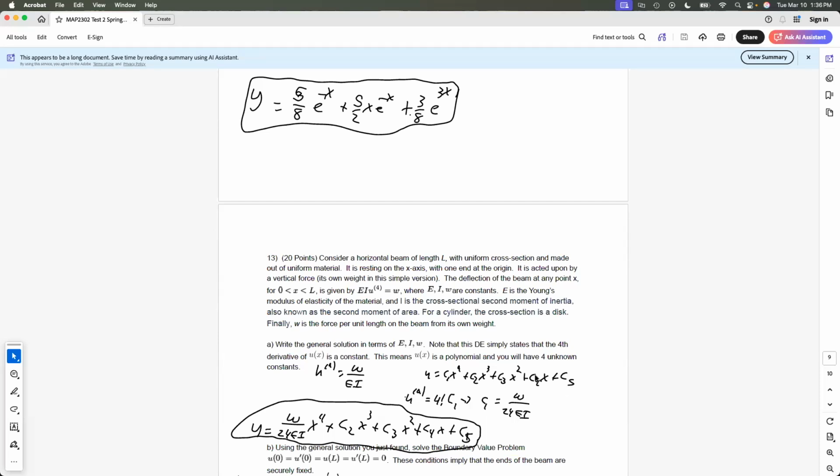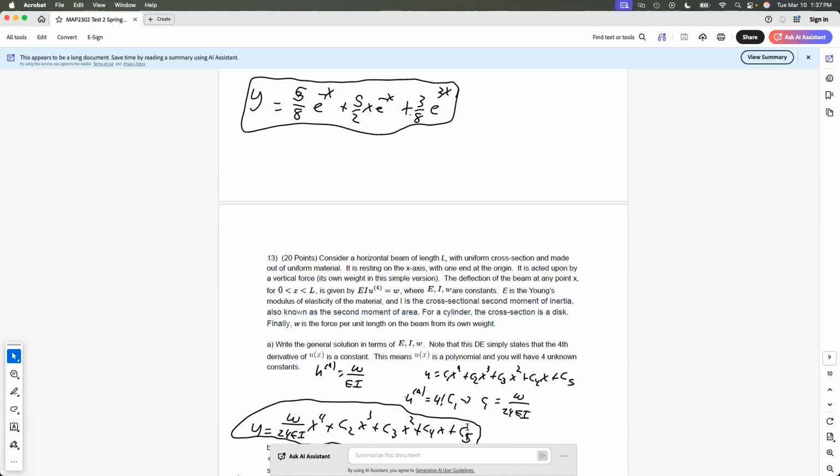Anyways, when you take a bunch of derivatives, all these go to 0. The fourth derivative would be 4 times 3 times 2 times 1 times C1. So that's 4 factorial. You get C1 equals omega, that's not a W, that's an omega, over 24 EI. So here is my general solution. Now I have to solve algebraically for C2, C3, C4, and C5.